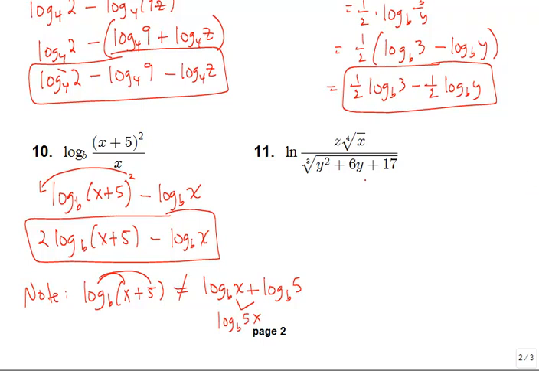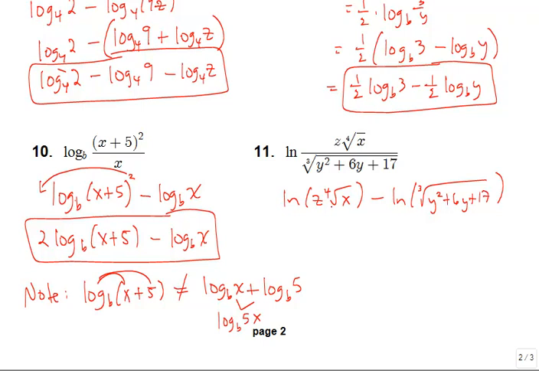Alright, the last one here is pretty messy looking, so let's see if we can handle it. We have this great big quotient, and there's lots of different powers going on. So we want to deal with the quotient first to break that apart, and then we'll deal with the powers. So we want the ln of the top, so that's this z 4th root of x, minus ln of the bottom, which is this great big cube root.